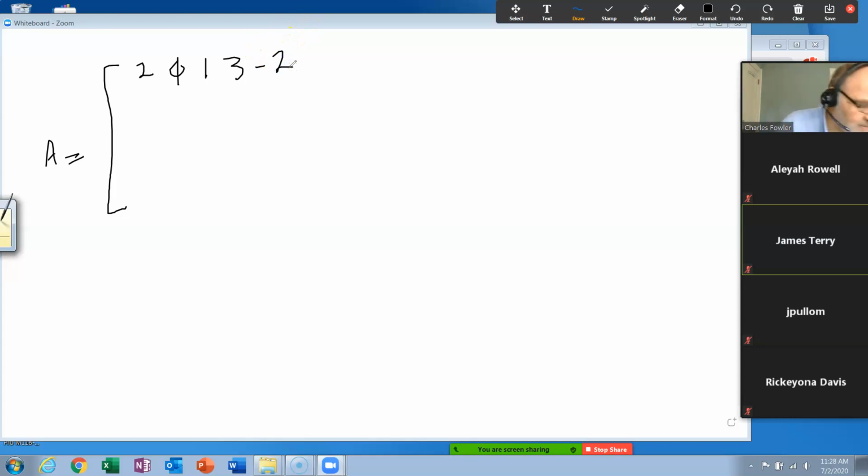Help me and make sure I'm not missing a sign or a number. The old gray cells aren't what they used to be. Okay. Negative 2, 1, 3, 2, negative 1. 1, 0, negative 1, 2, 3.